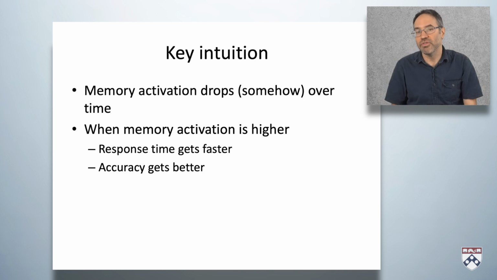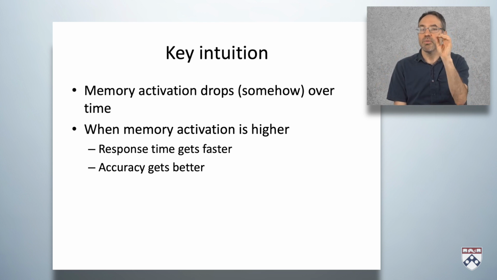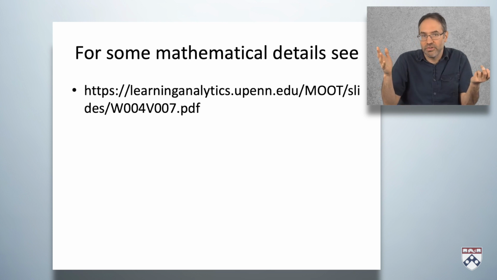The key intuition of all of these, from simple to complex, is that memory activation drops, somehow, over time. When memory activation is higher, response time is both faster and accuracy is better. You're more likely to remember it, and you're more likely to remember it quickly. And for some mathematical details, see this lecture, which actually goes into all the math details. That's not what this class is about.